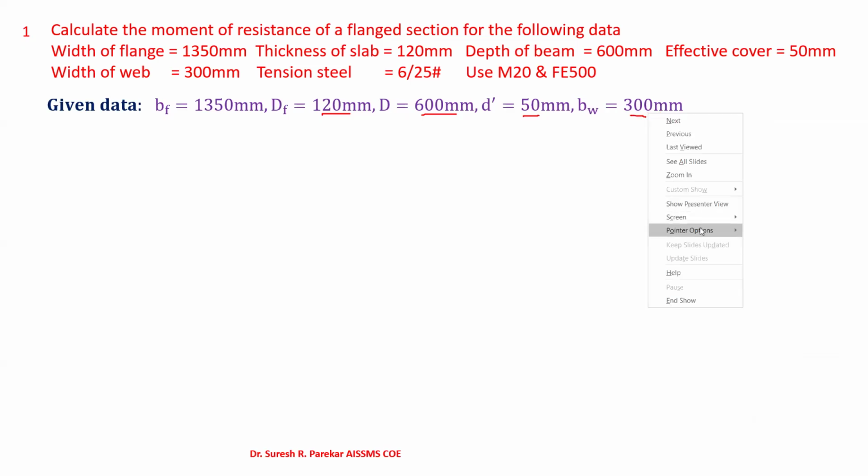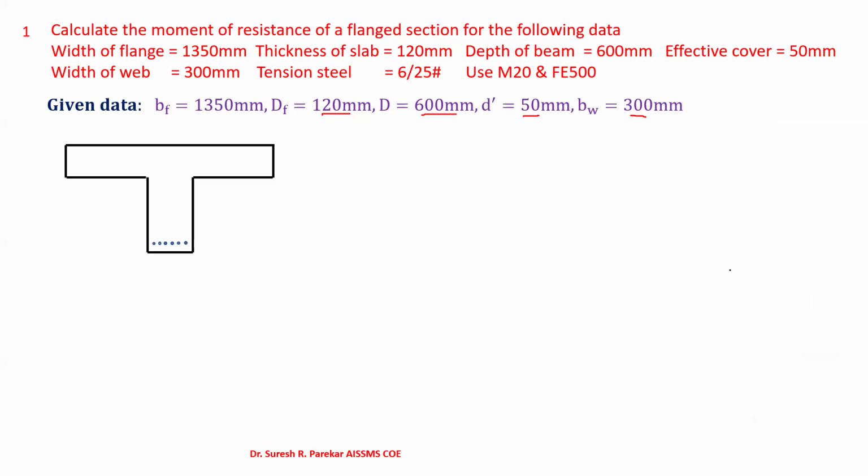Now if we draw the diagram and show the forces in it, then we can have this. So we have 6 bars. BF means this top is 1350. Then we have depth of flange, meaning depth of slab, 120 millimeter. We have overall depth of 600 millimeters till the bottom. If we subtract effective cover, we get 550. And again, BW is given as 300 mm.